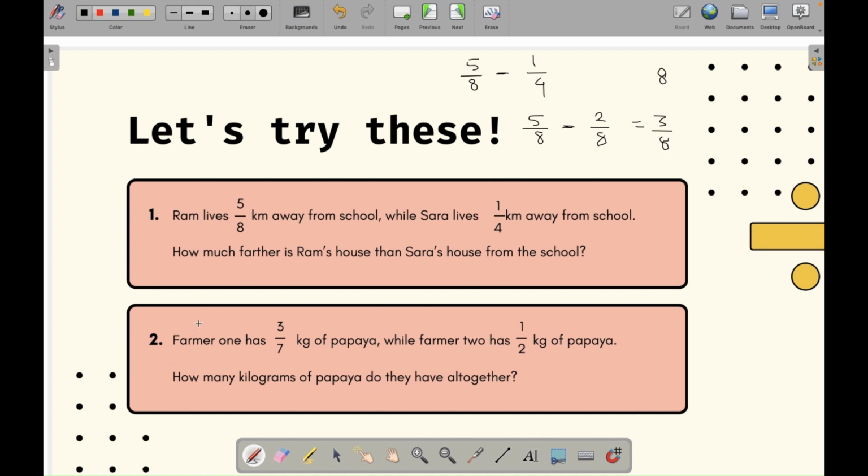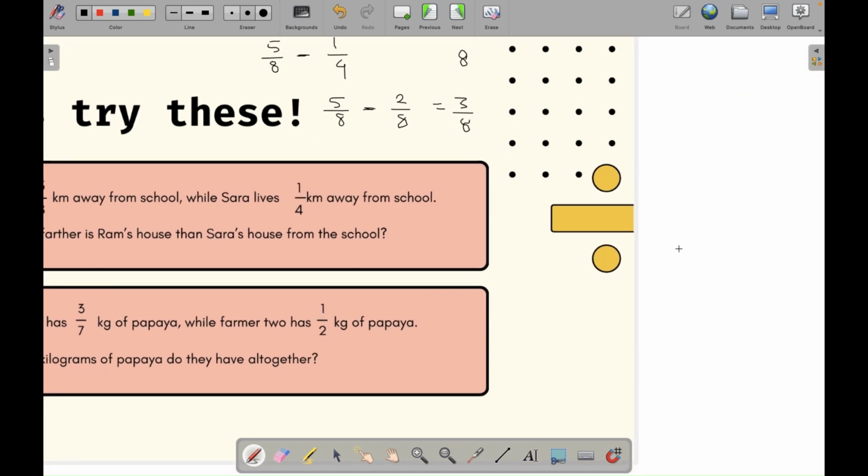Then we have farmer 1 has 3 by 7 kg of papaya while farmer 2 has half kg of papaya. How many kilograms of papaya do they have altogether? Here we just have to simply add these two numbers, 3 by 7 and half. When we add these two numbers, again these are unlike, so we have to convert them to like fractions. Their LCM is 14 because 7 and 2 have no factor in common. If I multiply 7 with 2, I get 14, so I should multiply 3 with 2 as well. So I'll get 6 by 14.